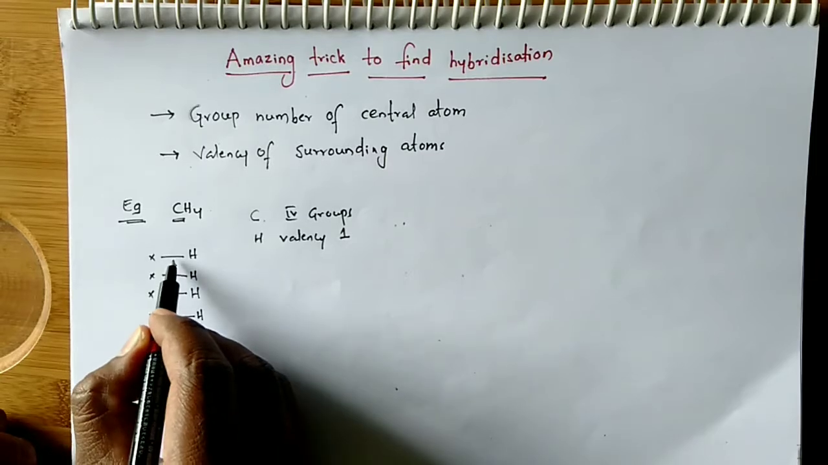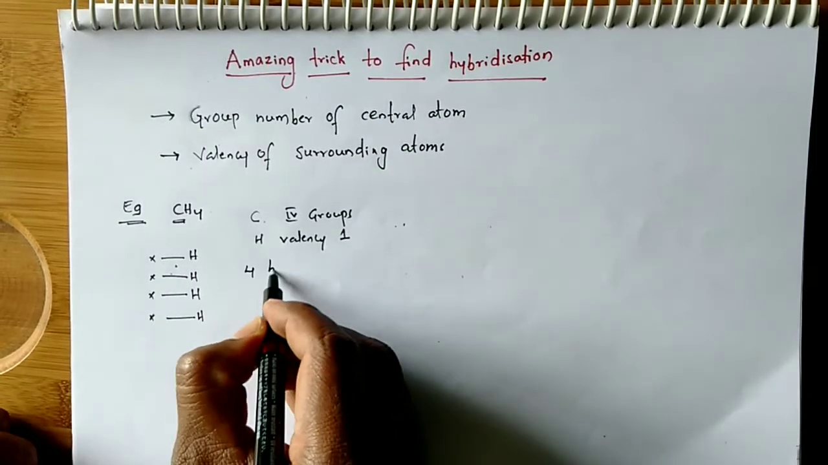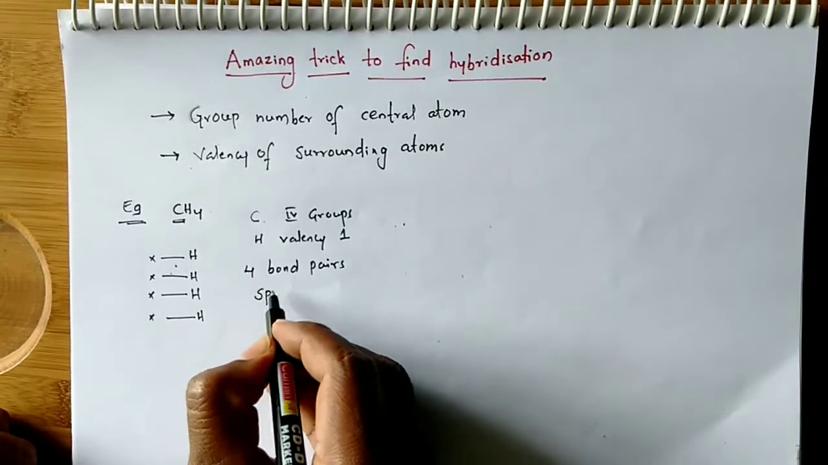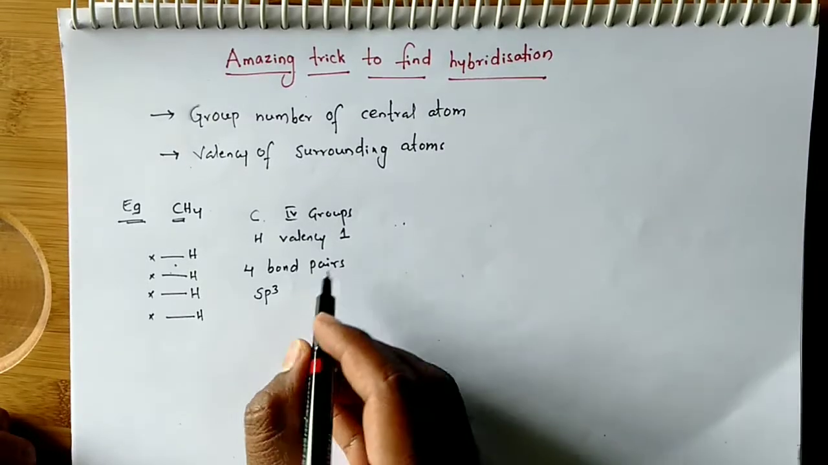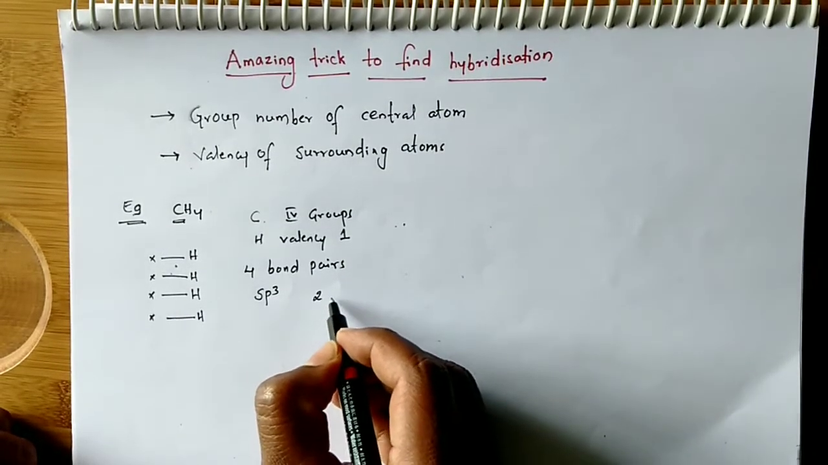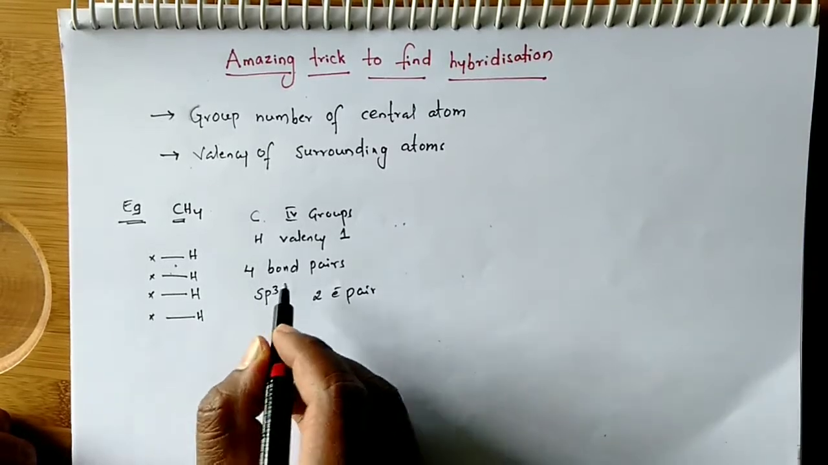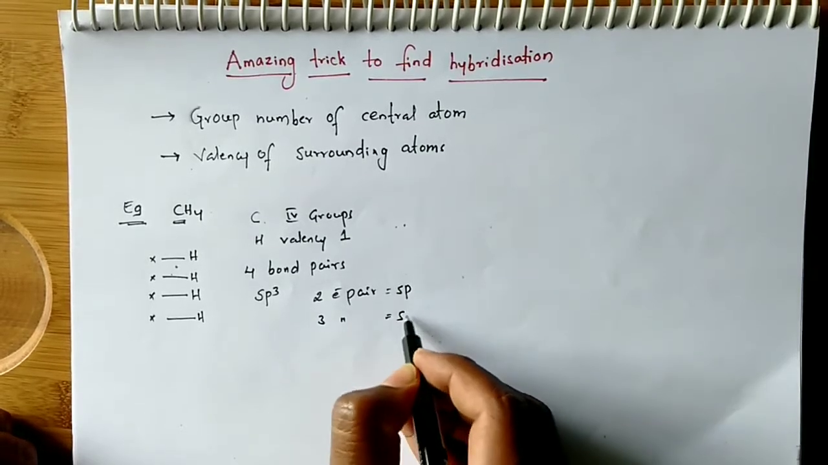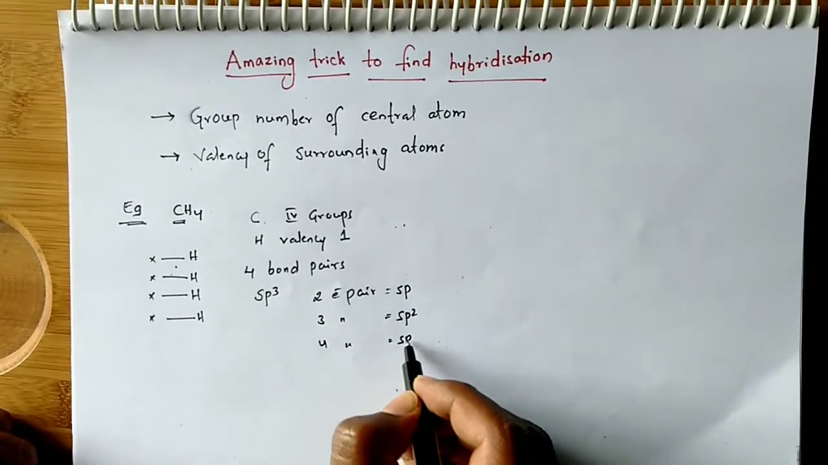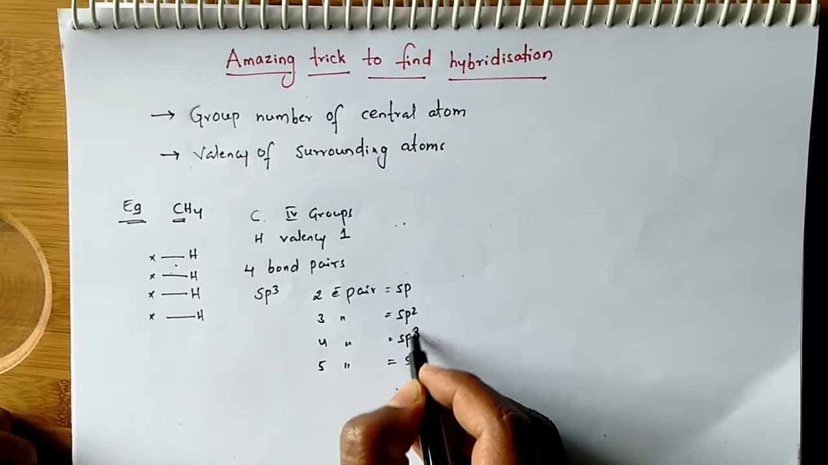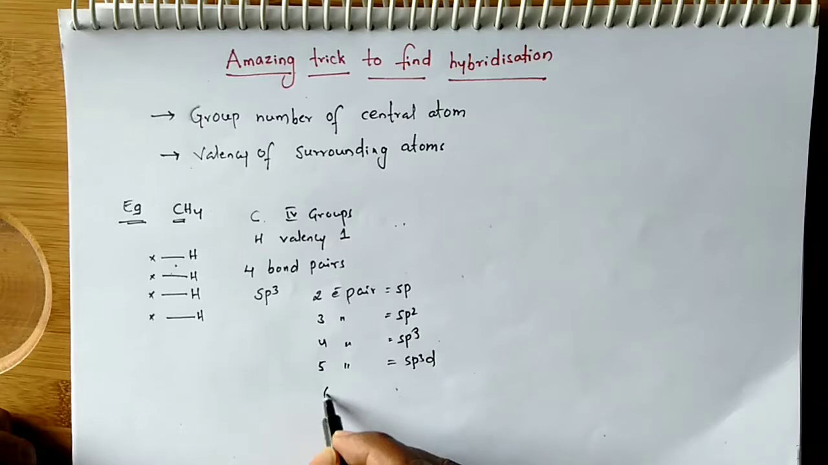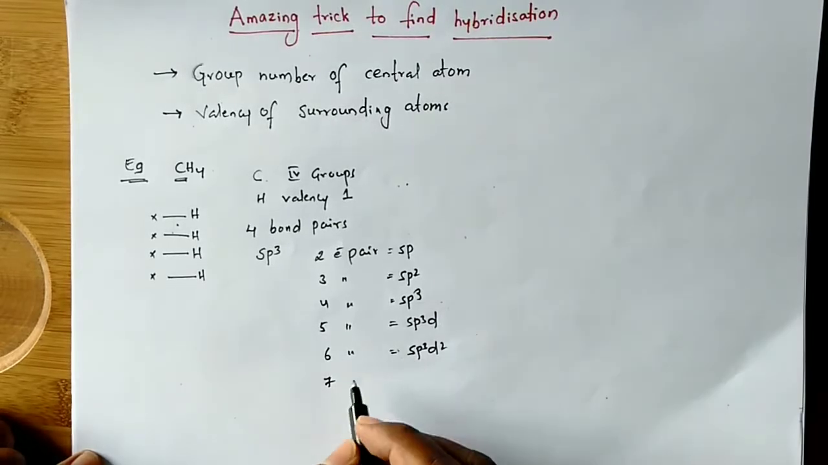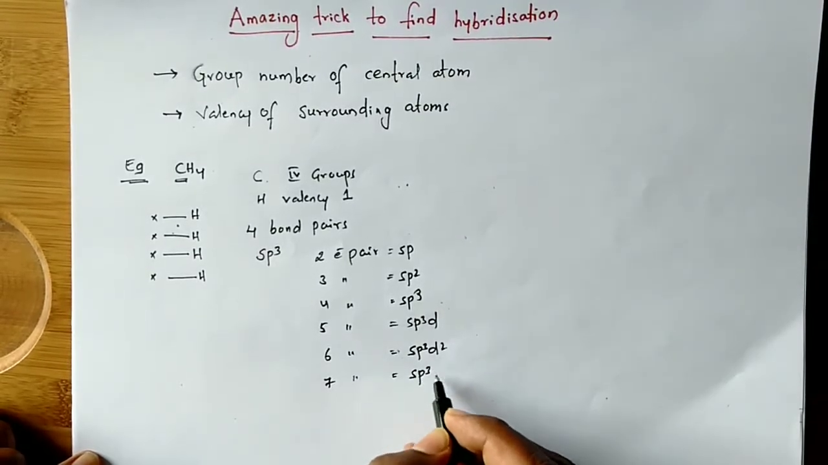So total number of bond pairs, how many? 1, 2, 3, 4. 4 bond pairs are there. If 4 bond pairs, then the hybridization is sp3. Here we must remember: whether it is a lone pair or bond pair, if 2 electron pairs, then it is sp. If 3 electron pairs, sp2; 4, sp3; 5, sp3d. If 6 electron pairs are there, sp3d2. If 7 electron pairs are there, then it is sp3d3.